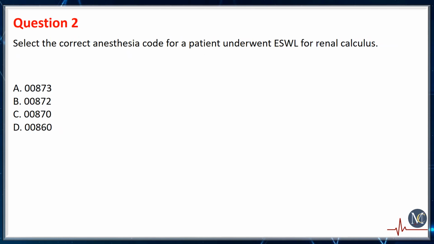Our next question is, select the correct anesthesia code for a patient who underwent ESWL for renal calculus. Option A 00873, option B 00872, option C 00870, option D 00860.